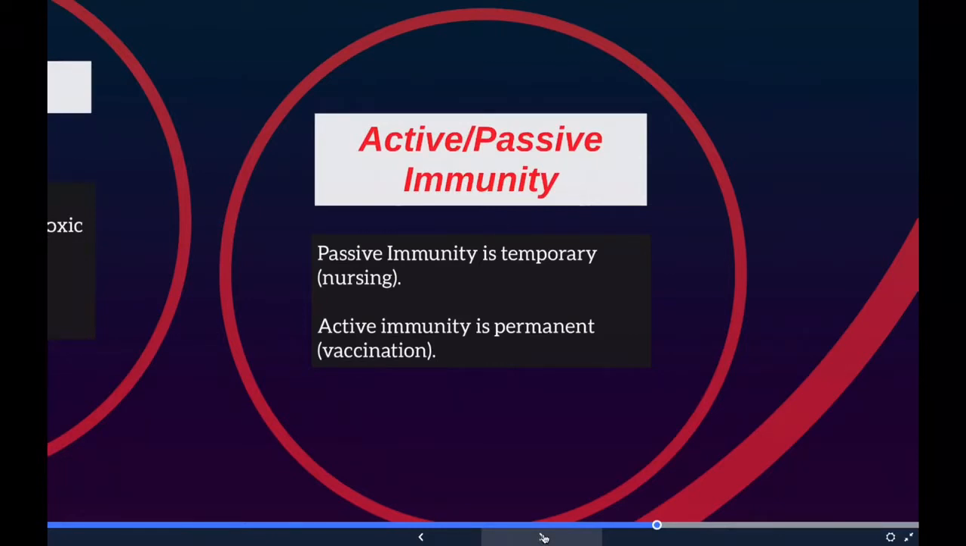When looking at active and passive immunity, you need to know the difference. Passive immunity is temporary and involves antibodies being transferred from one animal to another. Nursing is a common example. Active immunity, on the other hand, is permanent. Recovering from being sick or receiving a vaccination are examples of active immunity.